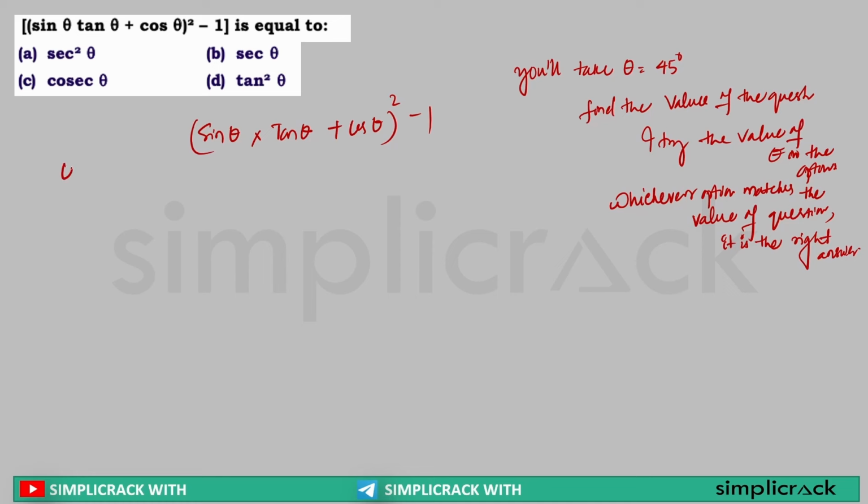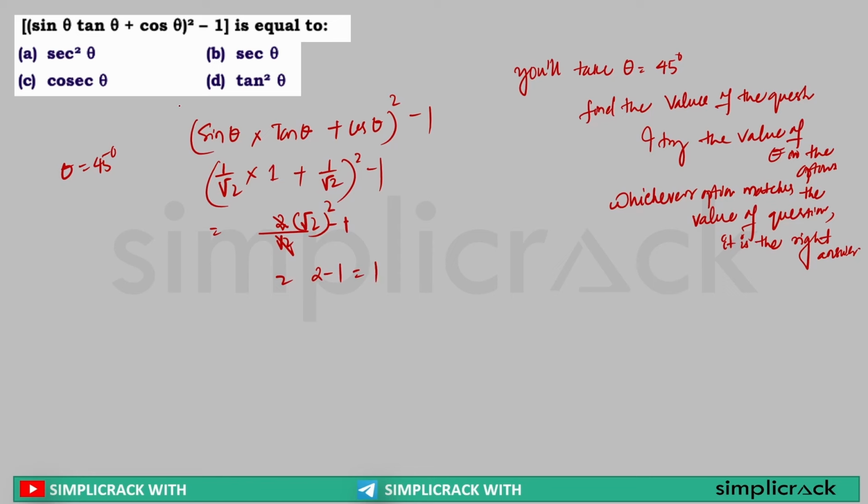So if theta is equal to 45 degrees, sin 45 is 1 by root 2. Tan theta is 1, plus cos theta is 1 by root 2, whole square, minus 1. So 1 by root 2 times root 2 is 1, plus 1 is 2. So 2 root 2 is equal to root 2 square minus 1. So root 2 square is 2, 2 minus 1 is equal to 1. So the value of this question is 1.